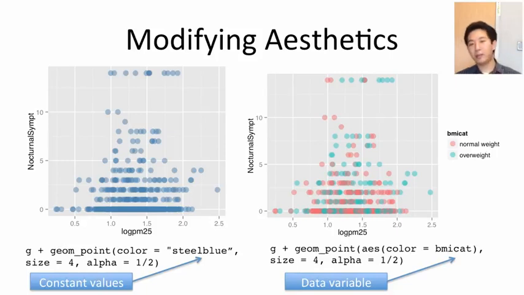So the key thing to remember here is that there's a difference between assigning an aesthetic value to be a constant and assigning an aesthetic to correspond with a data variable. If you want it to be a constant, you can just specify it in the geom_point function directly. If you want it to be assigned to a data variable, then you have to wrap it in this aes function.